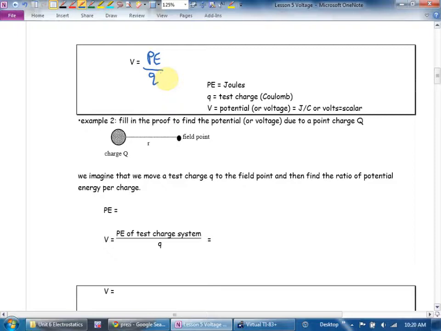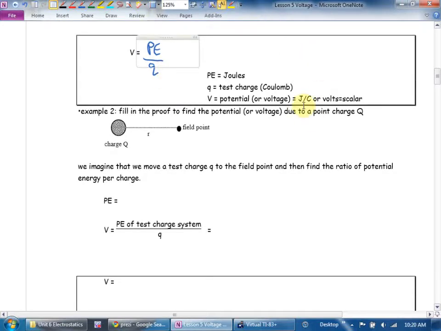Now let's look at what the equation for voltage would be for a point charge. It says, fill in the proof to find the potential or voltage due to a point charge Q. So here's our big planet, and we're sitting right here. If we want to move a tiny test charge, little q, how tiny? So tiny that it doesn't have an electric field of its own.